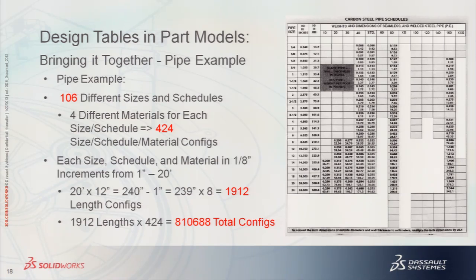810,688 possible configurations. Anybody ever had a model with 20 configs start to slow down or anything like that? You want to do 810,000? Nope. Not going to happen. Your file size and everything else is going to be beyond controllable at that point in time. So this is what we mean when we talk about planning it out. These are the things that you have to consider and ask the right questions ahead of time.